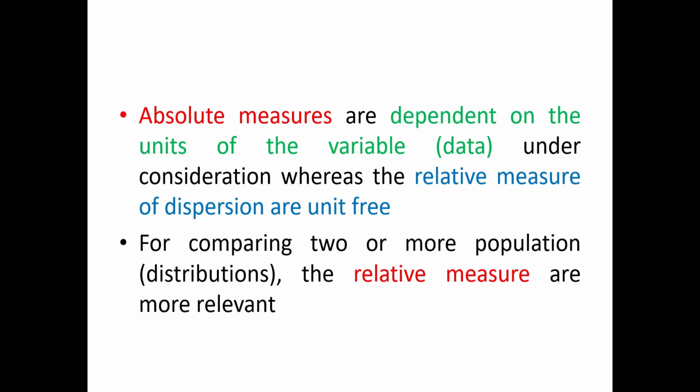It is kilogram, millimeter, centimeter. In relative measure there is no unit. But in absolute measure, units are always there: kilogram, liter, centimeter, meters, etc. So when we compare two populations, it is always advisable to go for relative measures, not absolute measures.